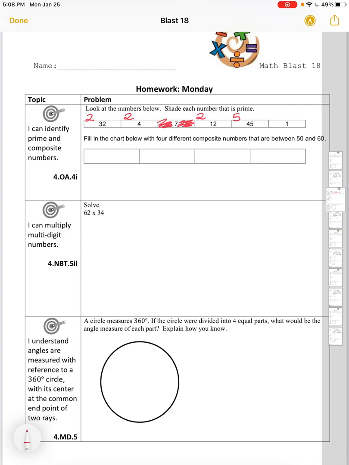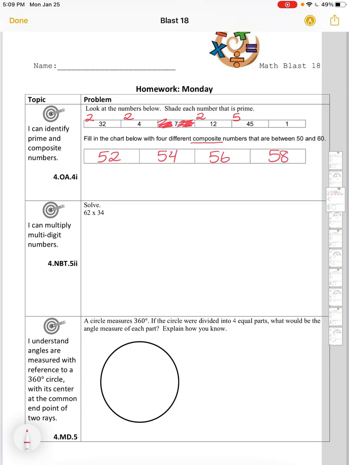Fill in the chart below with 4 different composite numbers that are between 50 and 60. Well, since I want them to be composite numbers, I need them to have more than two factors. And I'm going to use that idea of even numbers. I know that all of my numbers will have 1 and the number itself as factors, and since they're even numbers greater than 2, they're going to have a third factor, that factor of 2. So let's use 52, 54, 56, and 58.